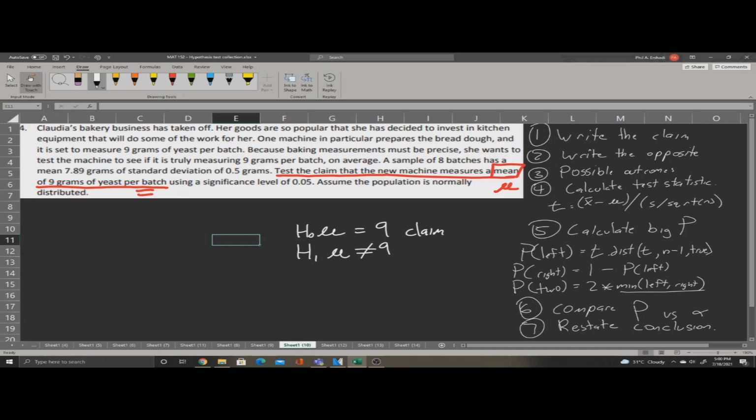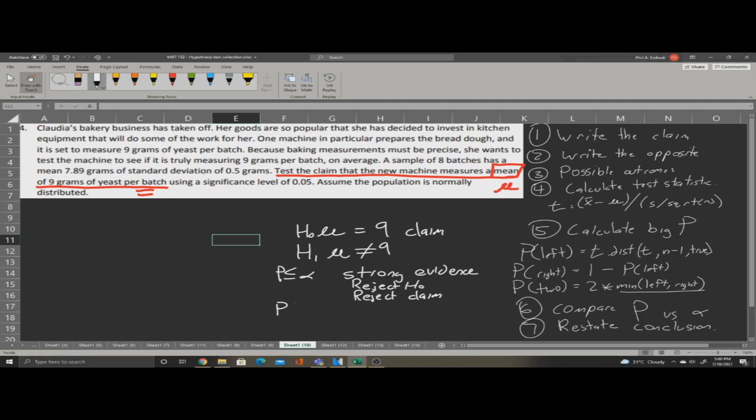Our possible outcomes here are if big P is less than or equal to alpha, that means we have strong evidence, and reject the null hypothesis. Now imagine if we crossed out the null hypothesis, we would also be crossing out the claim along with it. Therefore, this would result in rejecting the claim.